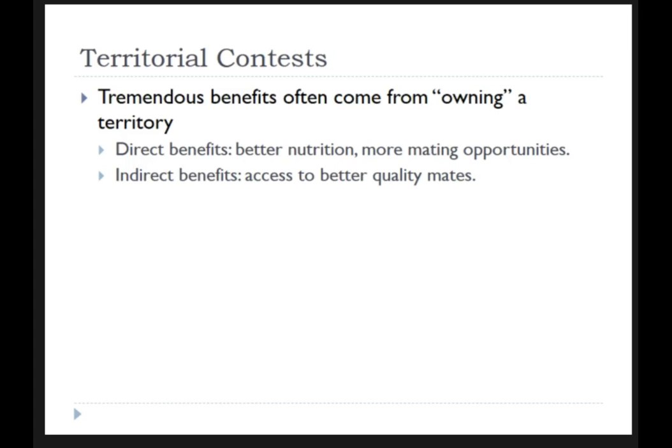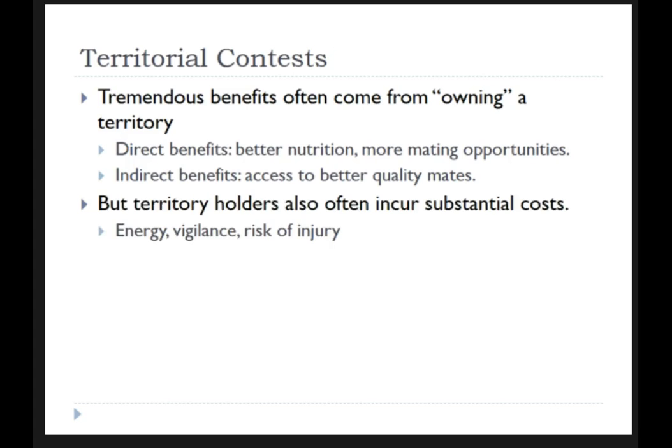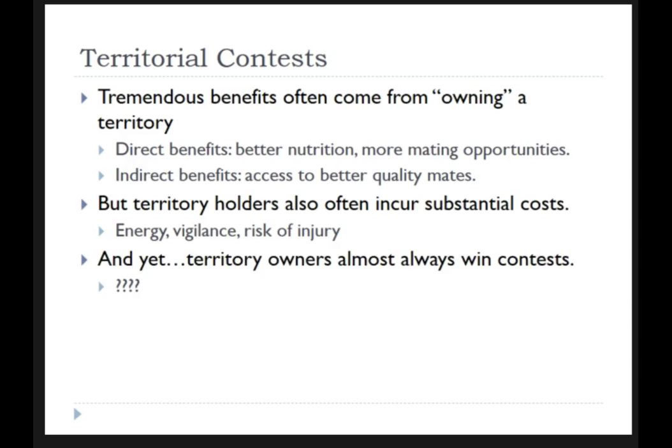So you may get access to better quality mates, in addition to having access to more mates, as a result of having a high quality territory. But as we just saw, they also incur substantial costs. They're constantly dealing with higher energy costs. They have to be more vigilant. They have risk of injury. If they've got elevated testosterone, maybe they've got impaired immune systems.